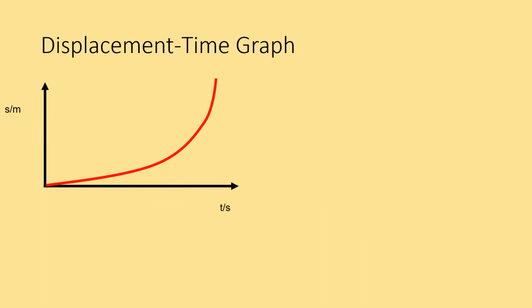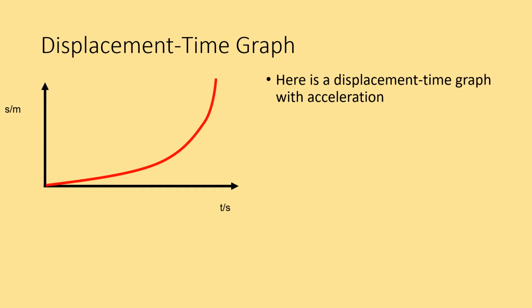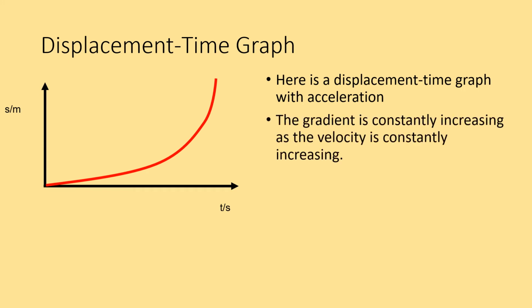Here now we have another displacement time graph, but you can see that it is curved. You can see that there is a velocity because the thing is moving, and the velocity is increasing. We're getting an increasing gradient. So this means that it is accelerating. The gradient is constantly increasing as the velocity is constantly increasing.